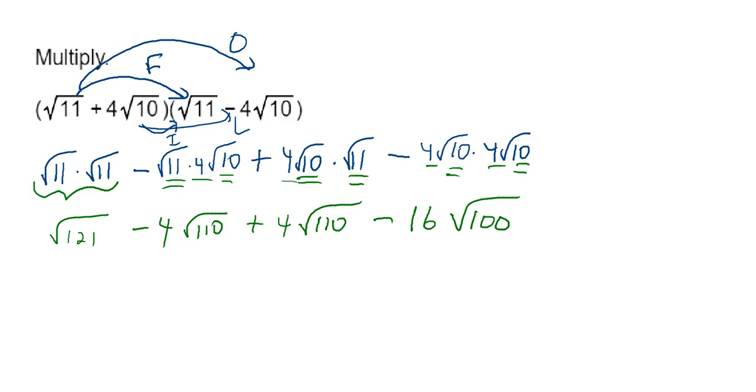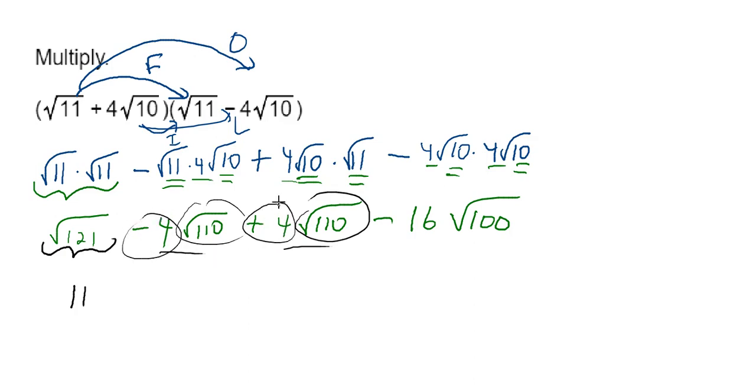There's a couple more things we can do, surprisingly. Square root of 121 is 11. It's one of the ones we're supposed to have memorized. These are like terms, and not only are they like terms because they have the same radical part, they actually just cancel each other out. We have negative 4 plus 4, that's going to be 0. So these two just cancel each other out.